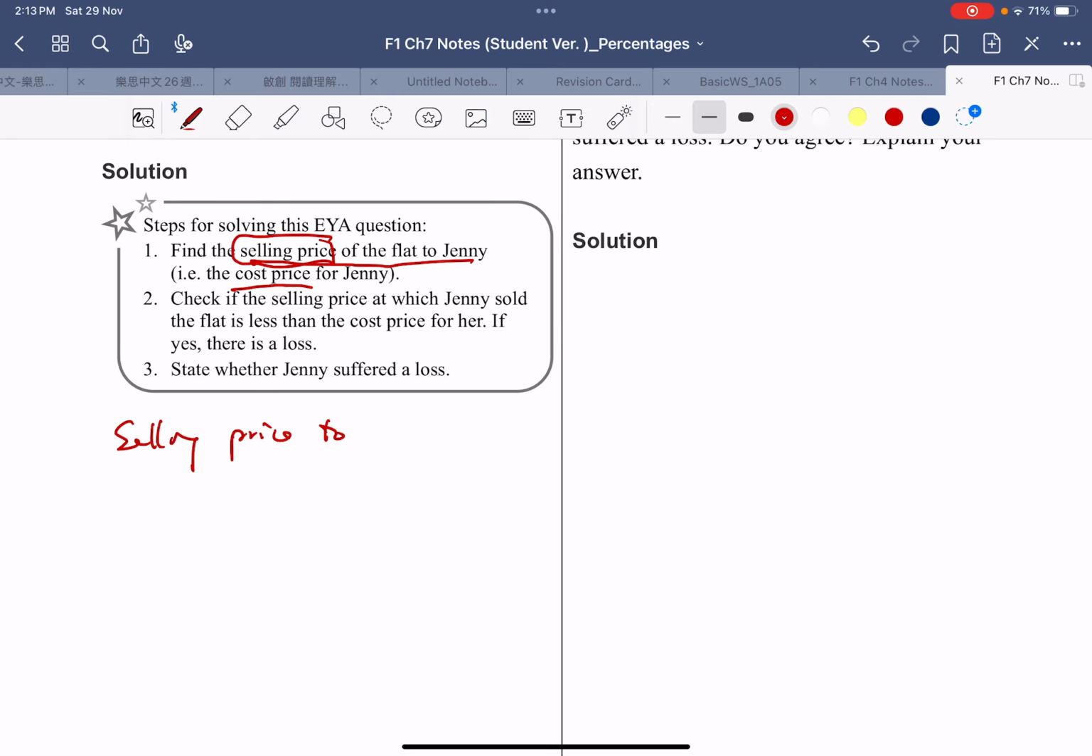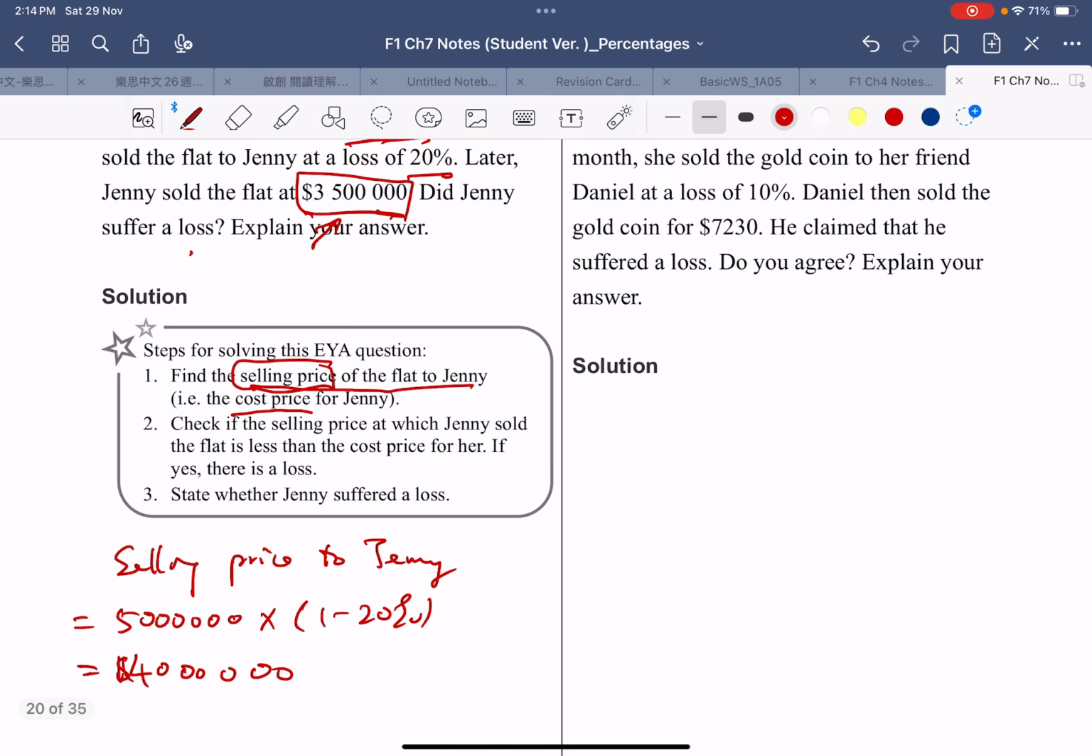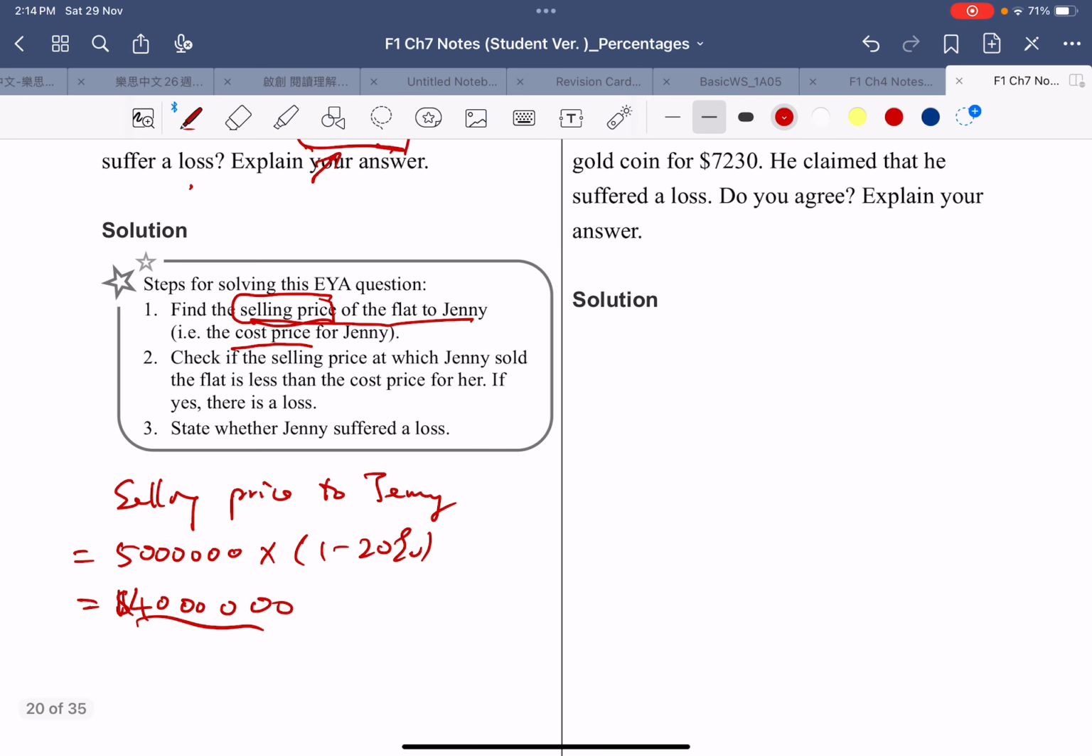So first of all, calculating this first thing first, selling price to Jenny equals to this amount, how many zeros here? 60 times 1 minus 20% at this loss, and then Jenny will buy at this amount. And then since she was selling her flat at the amount less than this amount, she will suffer a loss.